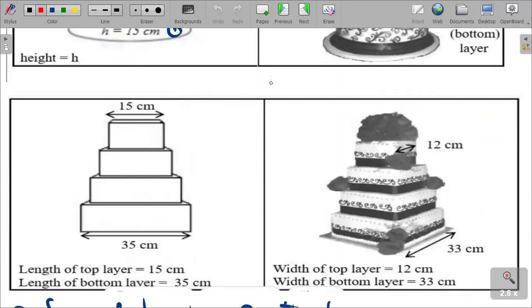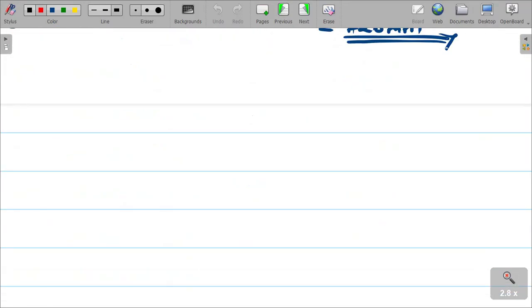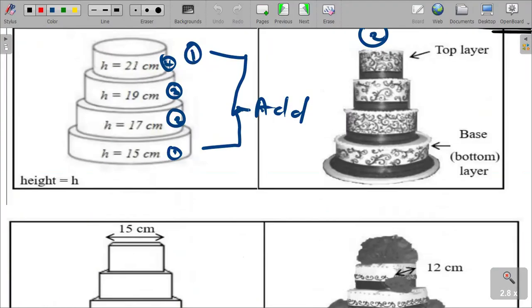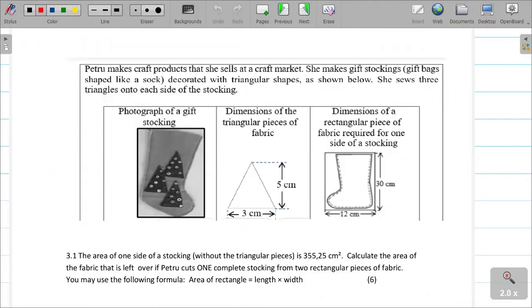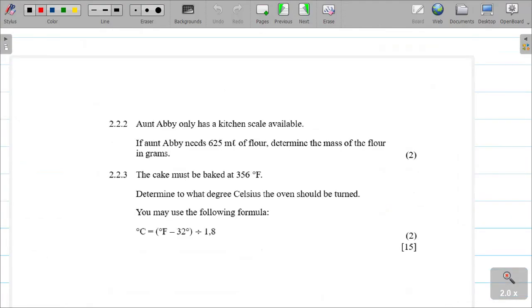We are just continuing with our calculations. Let's go next. 2.2, we are told that Auntie Abby only has a kitchen scale available. If Auntie Abby needs 625 milliliters of flour, determine the mass of the flour in grams.